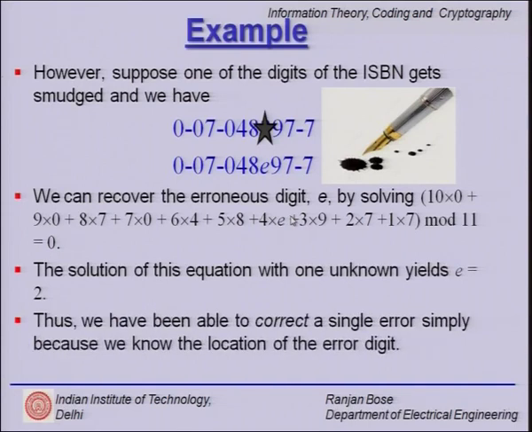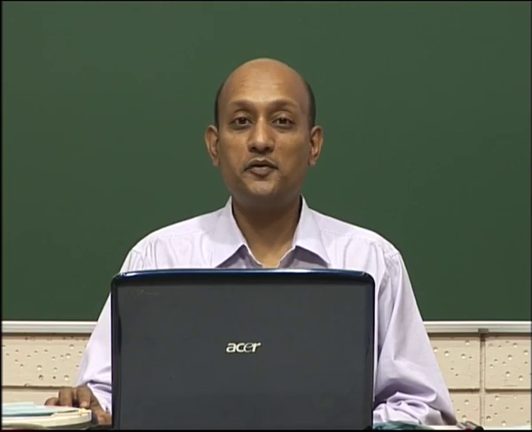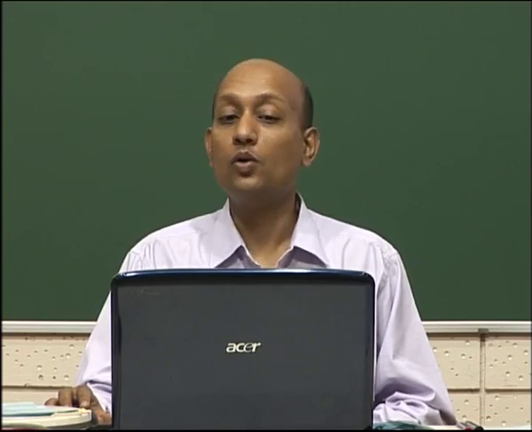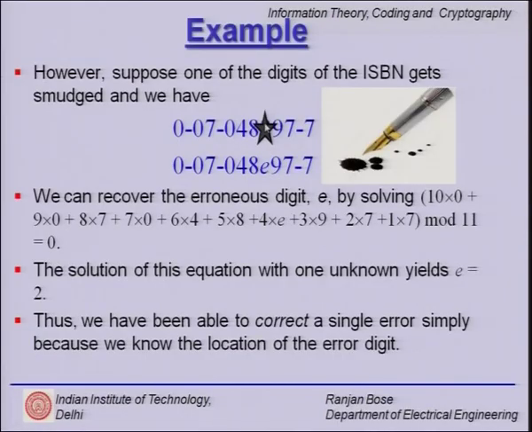Well, the answer is we have been able to correct a single error simply because we know the location of the error. In a linear block code, you do not even know the location. So, you can do much better if you can know the location of the error. That is additional information which can help you recover from errors.